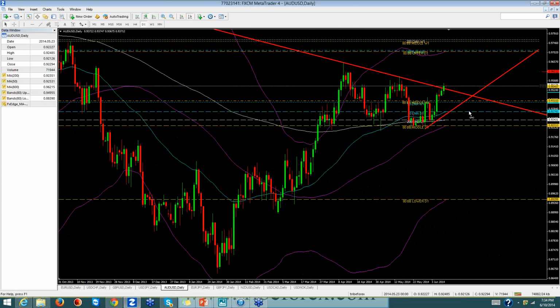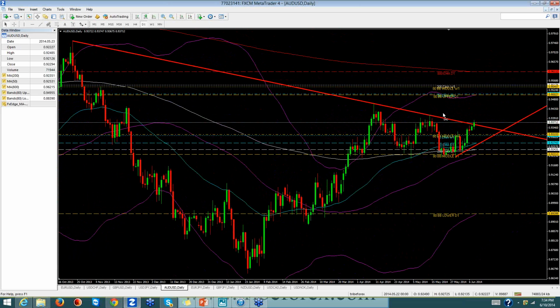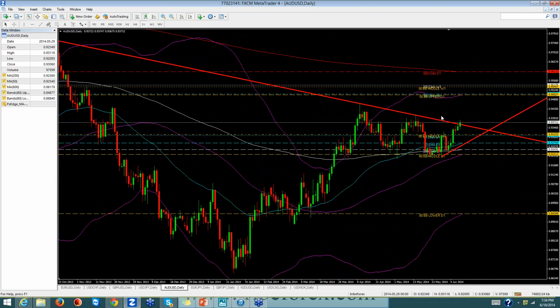And so basically this area of support has held since about October of 2013, and we've had multiple touches here. Now we could have a reversal candle. We could have a red bar that closes within here. That could easily happen on the Aussie dollar. For the time being, we have to believe that this area is now going to be an area of support, and so we're going to look for price to continue to move up here on the Aussie dollar.